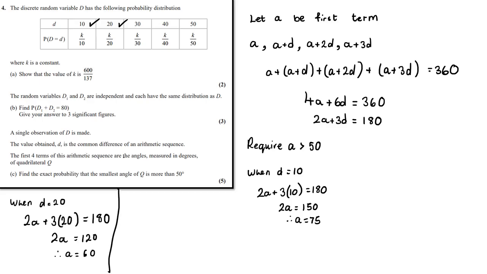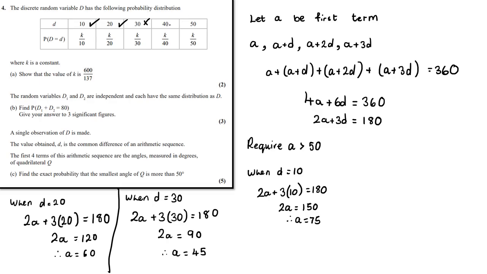Let's have a go now when D equals 30. So when D equals 30, what happens now? I get 2A plus 3 lots of 30 is equal to 180. So simplifying this, 2A plus 90 is equal to 180. So therefore 2A is equal to 90, and therefore A is equal to 45. However, this doesn't work because what we said here is that the smallest angle of Q, which is A, must be more than 50. Here, we've worked out that A is 45. So we said the smallest angle is less than 50, so it doesn't work for D equals 30.